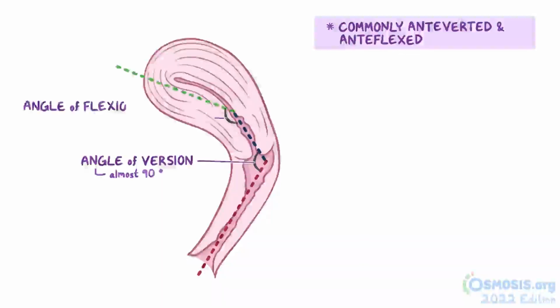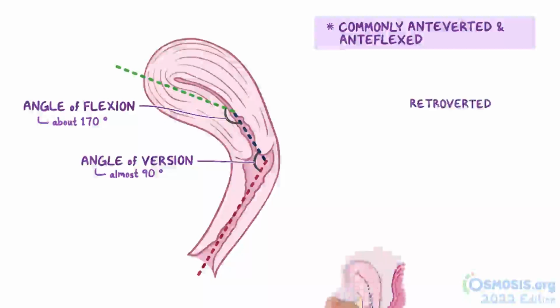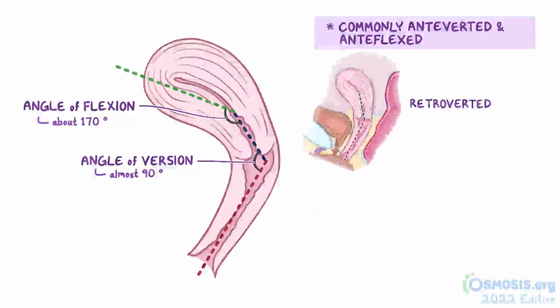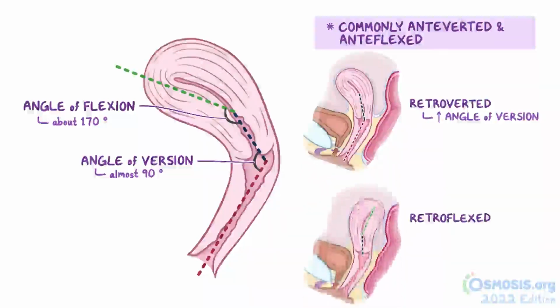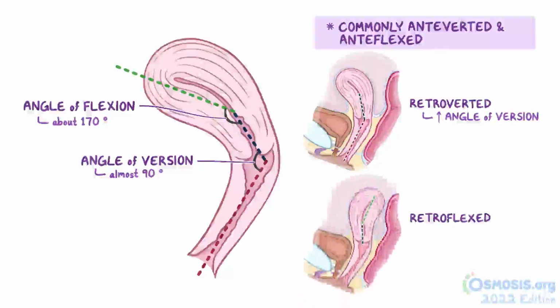The angle of flexion is formed by an imaginary longitudinal line through the body of the uterus and one through the cervix. An anteflexed uterus has an angle measuring about 170 degrees. Although the uterus is usually in an anteflexed and anteverted position, some individuals can have a retroverted, retroflexed uterus. Retroverted means that the uterus tilts posteriorly over the vagina, which increases the angle of version. Retroflexed means that the fundus of the uterus tilts posterior over the cervix, which increases the angle of flexion.